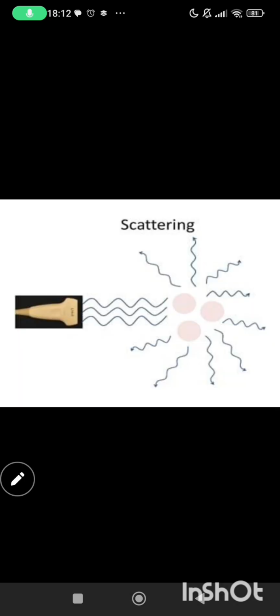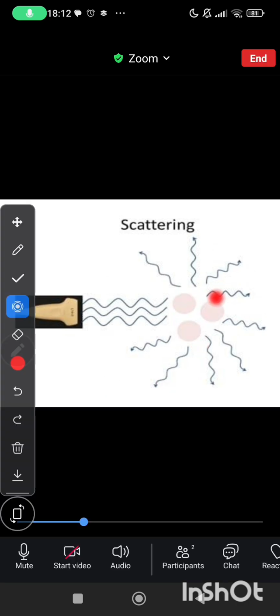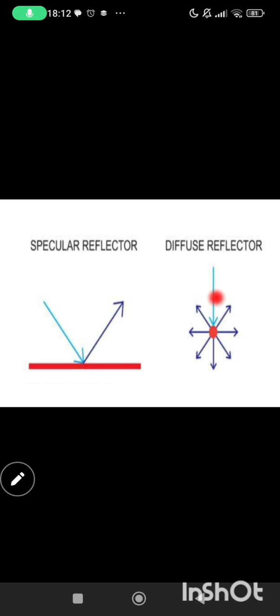So here we can see the scattering phenomenon. What happens here? We can see reflections occur in all different directions, and the reflector size is also very small in scattering as compared to the wavelength.